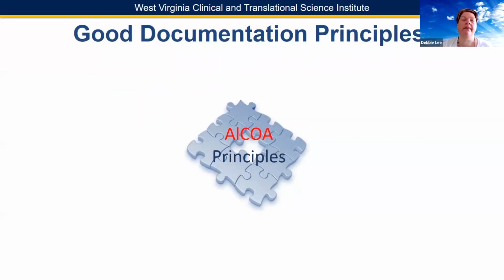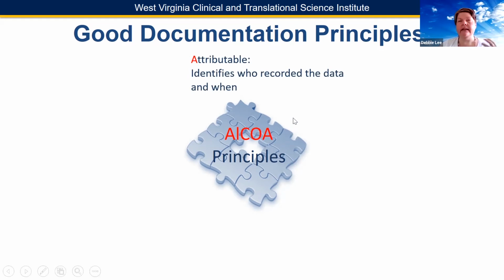So let's talk about the ALCOAC, and they actually added a C at the end. So what are good documentation principles? It's attributable, so it's the first letter of the acronym. It identifies who recorded the data and when. So if you're in Epic, or any type of electronic data capture system, REDCap, anything like that, it's automatically going to capture that for you because everything's electronic. It pulls your username from when you logged in. It date stamps it electronically for you in the system.